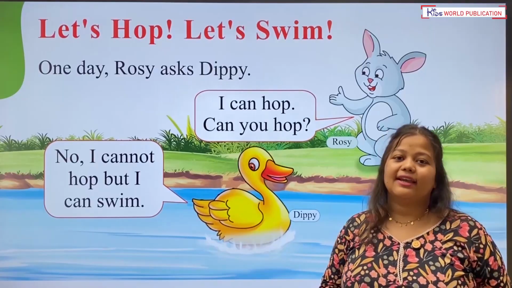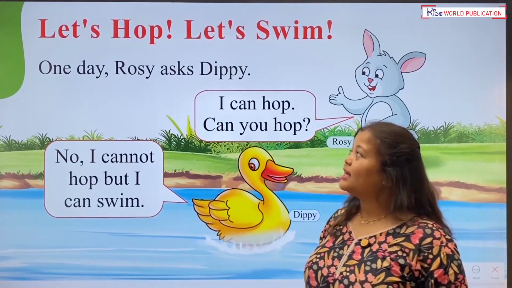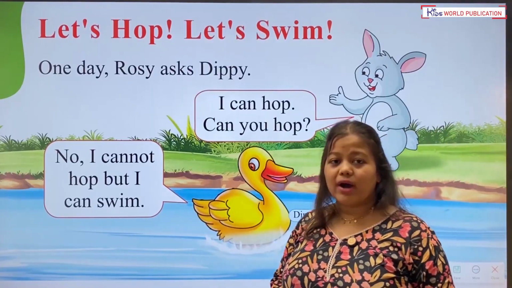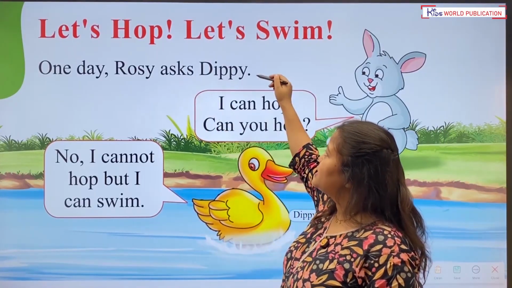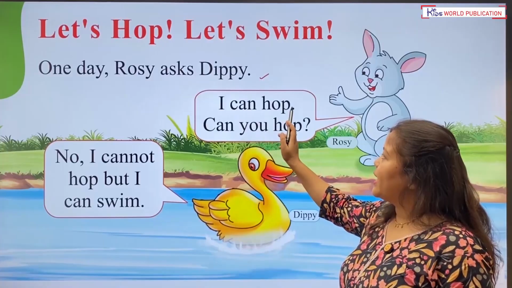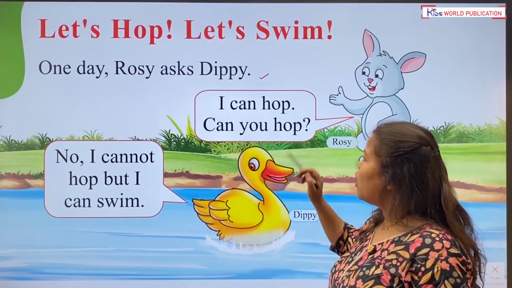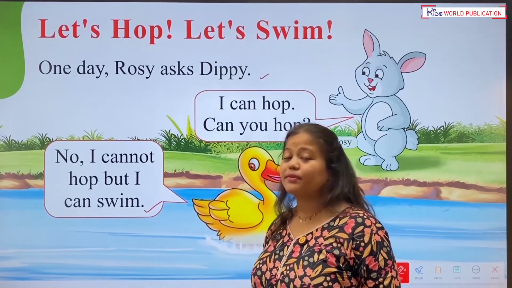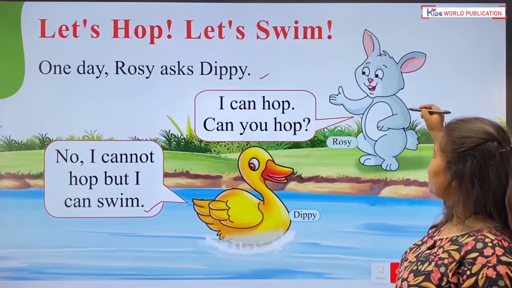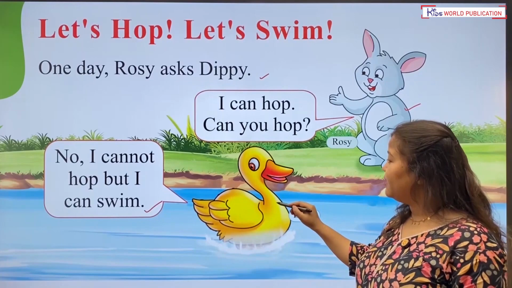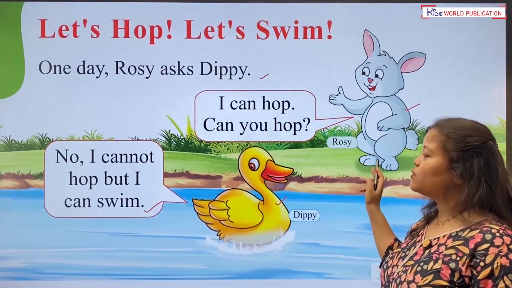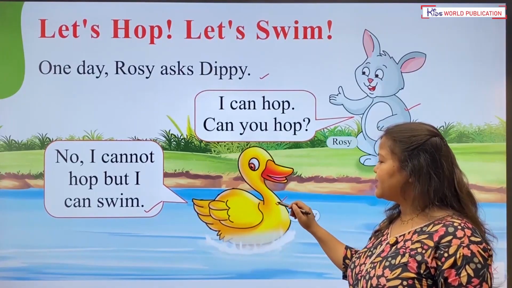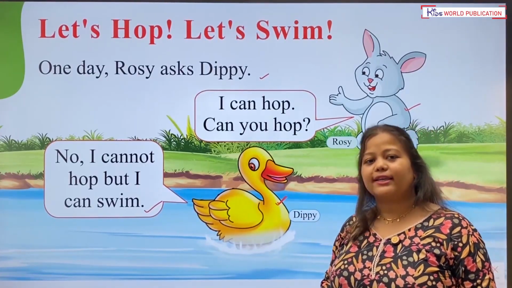So kids, it's story time. Let's hop, let's swim. One day, Rosie asked Dippy, I can hop, can you hop? No, I cannot hop, but I can swim. So here, Rosie the rabbit and Dippy the duck. So one day Rosie asked Dippy, I can hop, can you hop? So Dippy said, no, I can't hop, I can swim.